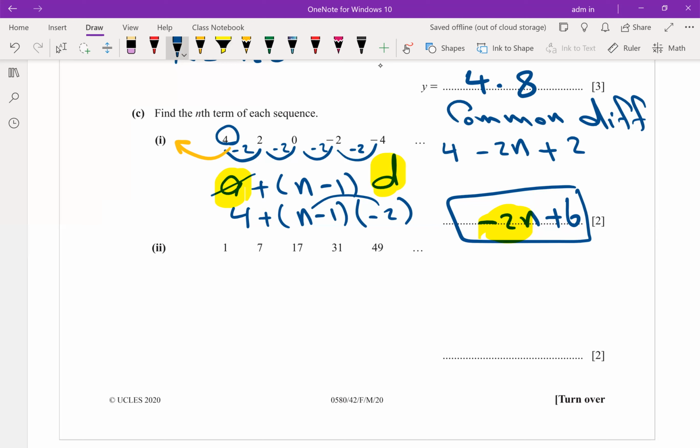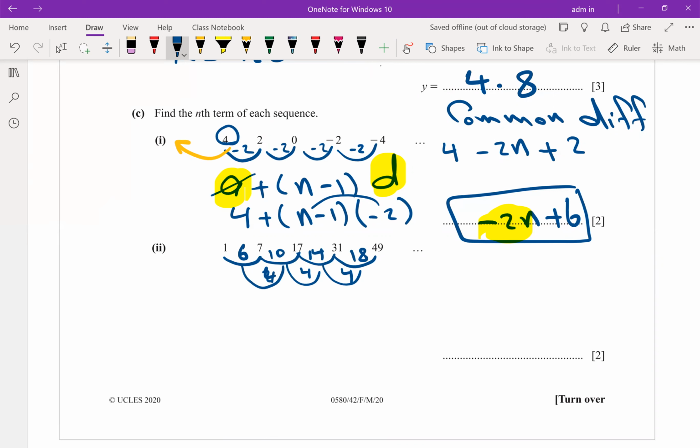Part 2: 1, 7. What is the difference in between? 6. What is the difference? 10. What is the difference? 14. What is the difference? Is it the same? No. Is the second difference the same? Yes. This sequence is called what? It's not arithmetic, but what is the name of the sequence? Quadratic.